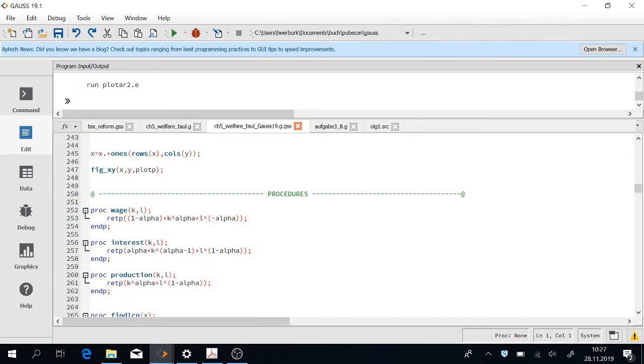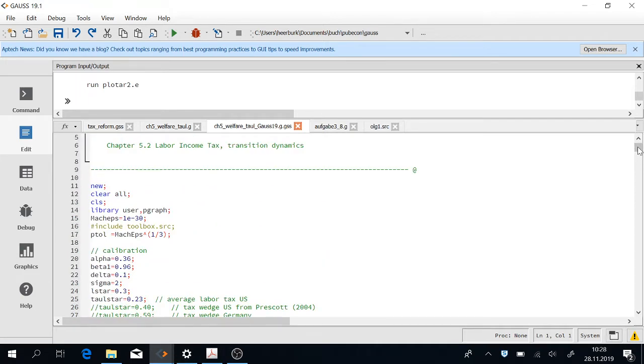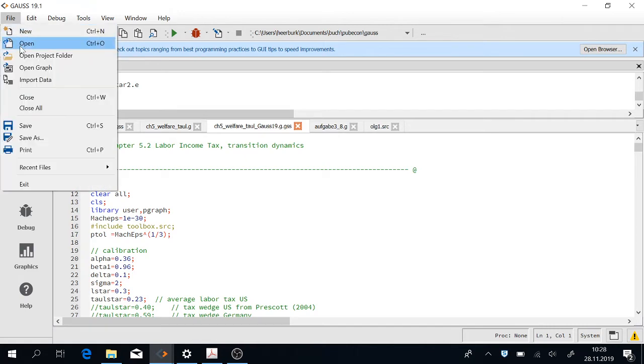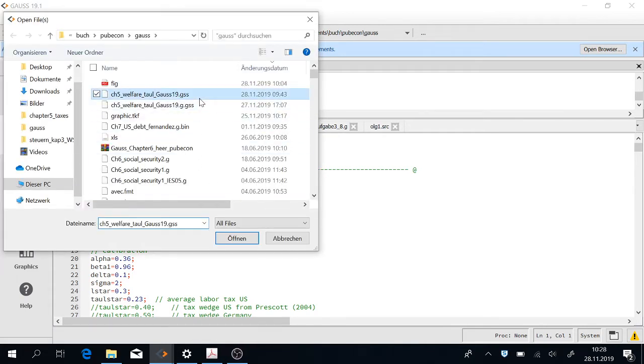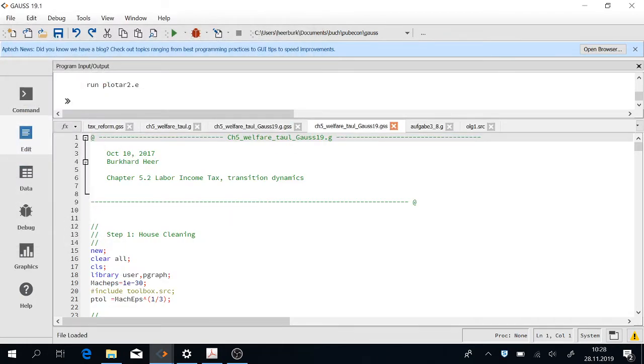Okay, here please load the program chapter 5 welfare tau L Gauss 19 G into your editor. Open and then locate the file here, open it and load it into your editor of your Gauss program. There are two versions of this file in my download zip file. One is for old versions of Gauss, and here I use the one for Gauss 19. I have version Gauss 19.1. The reason is that Gauss has introduced new graphics commands in recent versions, so that's why I had to specify different programs so that you can apply the appropriate version.